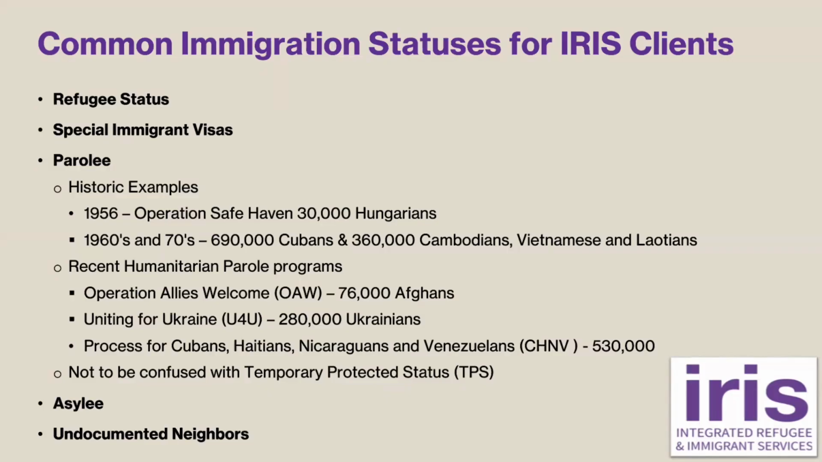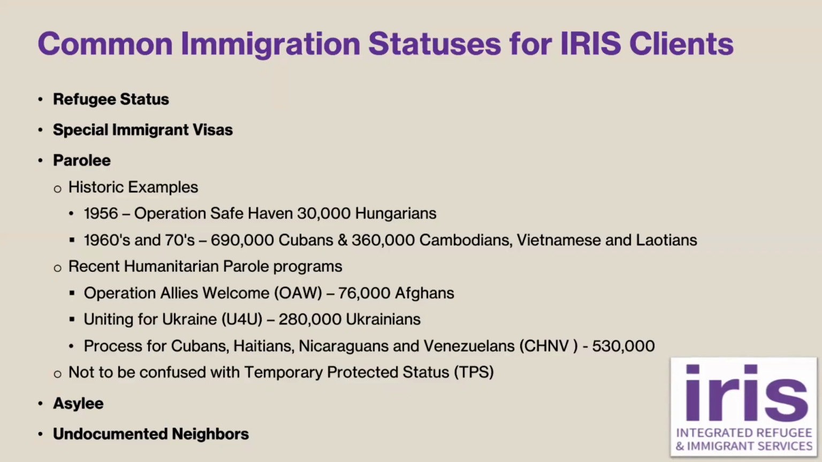Undocumented neighbors are those individuals who cross the U.S. southern border or overstay a visa. If they are here because they are fleeing violence, persecution, or life-threatening circumstances in their homeland, they are able to apply for asylum. Not all immigrants who cross the border or overstay a visa qualify to apply for asylum, but this is a significant portion of the population that is commonly referred to as undocumented in the United States.